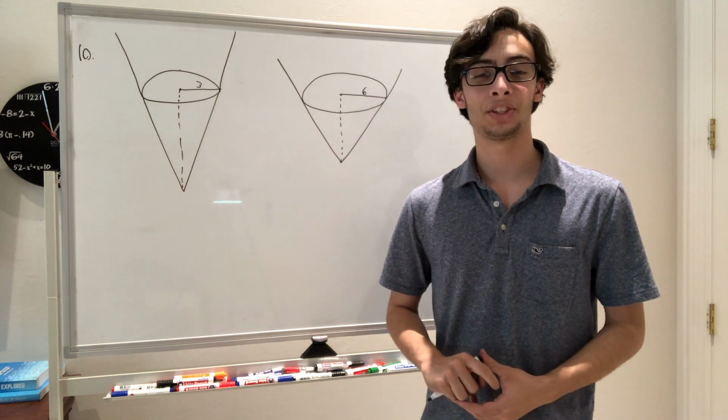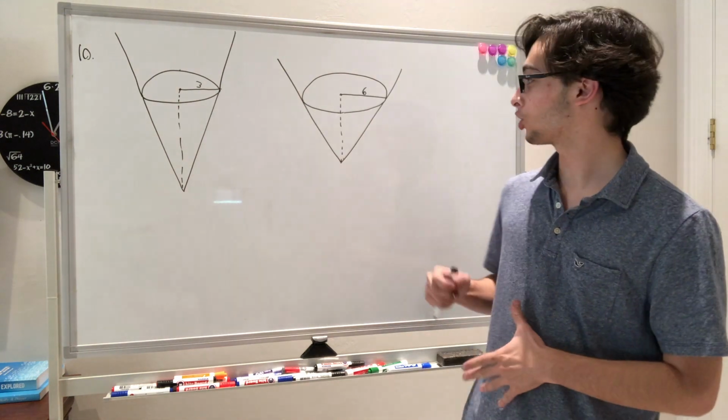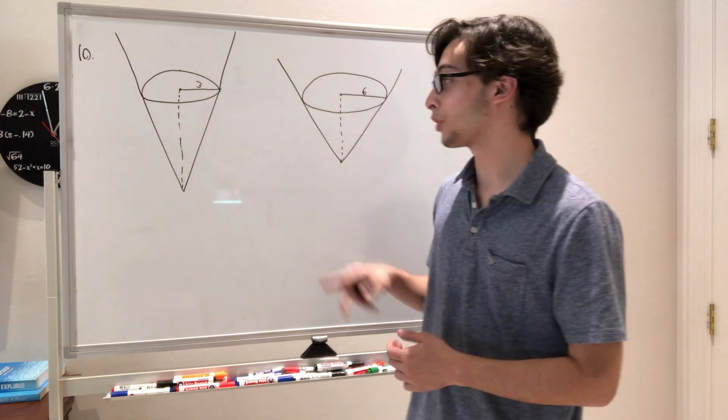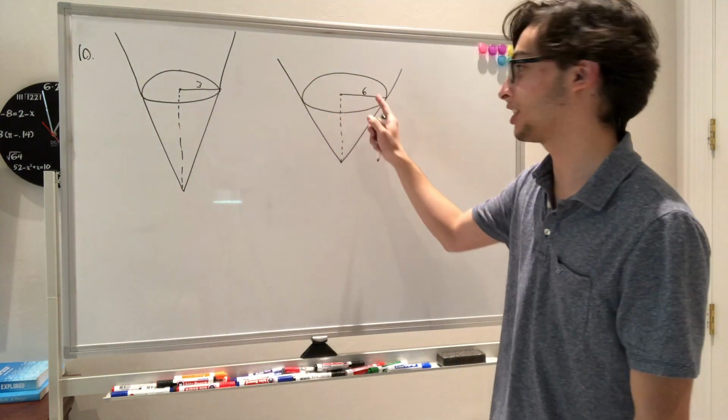Today we're going to be doing problems 10 through 16 of the 2021 AMC 12A. Now, problem 10 starts off with two different cones. The first one has the same volume of liquid inside as the second, but the first has a radius of 3 and the second has a radius of 6.